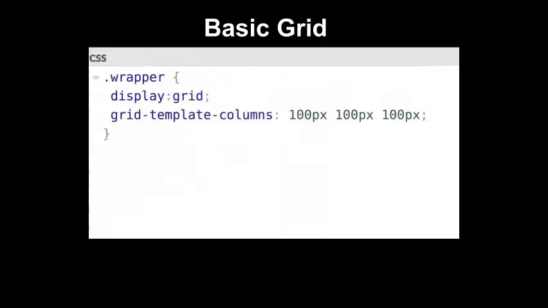I've taken our container, which is wrapper in this case, and I've said display grid. So now I have all the powers of Grid at my disposal. And now I'm using this new property, grid template columns. It's not hyper important that we remember all these properties, but this allows me to explicitly state how many columns I want to create in my grid.